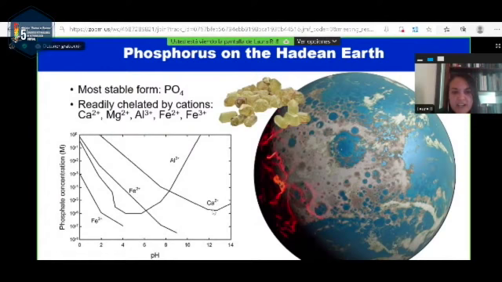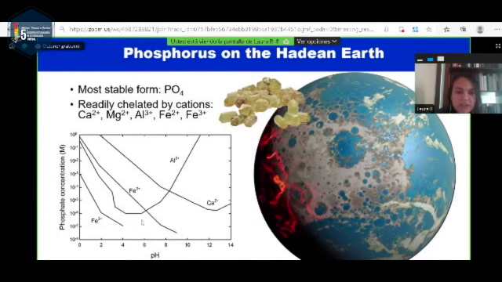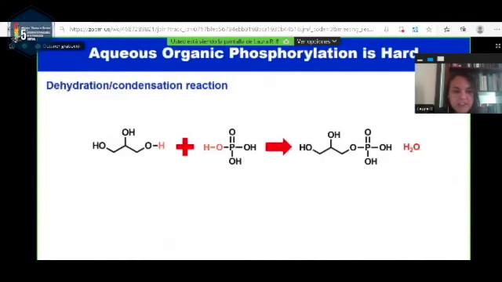So at higher pHs, calcium will sequester the phosphate and form apatite. If you start to lower the pH, you'll start releasing phosphate, but then you have to deal with ferrous iron chelating the phosphate, forming vivianite. And as you release the phosphate by lowering the pH, then you have to contend with the ferric minerals as well. So this has led to the idea that phosphate may have been more present within mineral matrices than actually dissolved and available for prebiotic reactions.